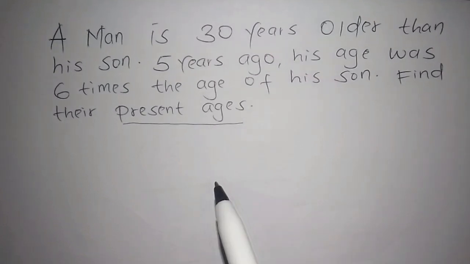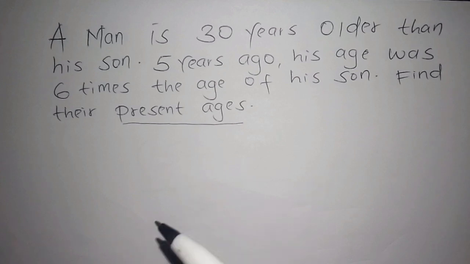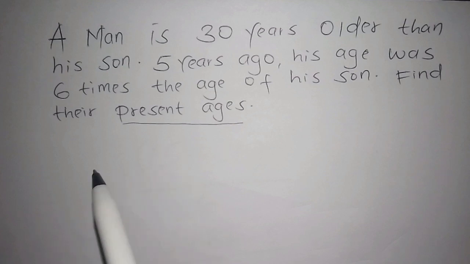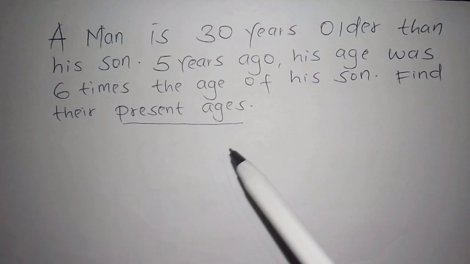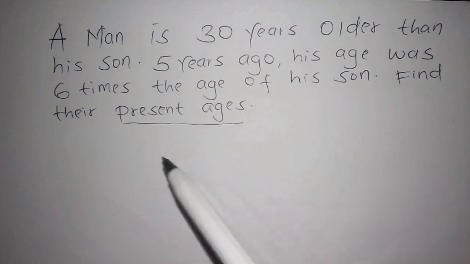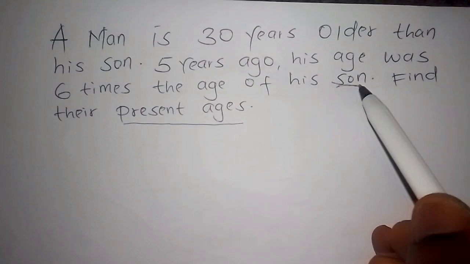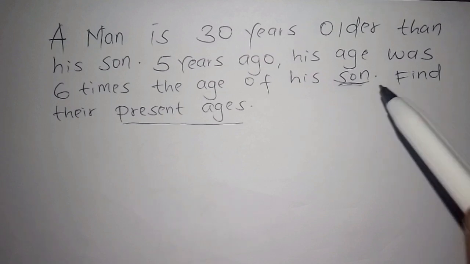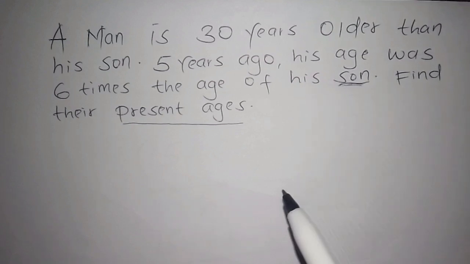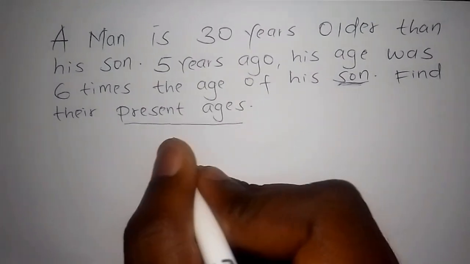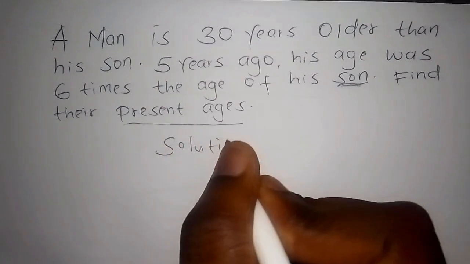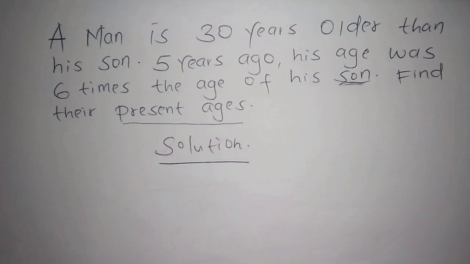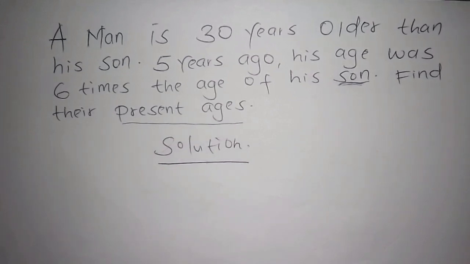So how do we solve this kind of problem? Many people make a mistake. It depends on the method that you use in working it out. For me, I prefer working it out using algebra, because there are some ages that you are not given. For example, we are not told the age of the son. So I will represent it with an x or a y. Let's kickstart the solution. Please follow the video up to the end.